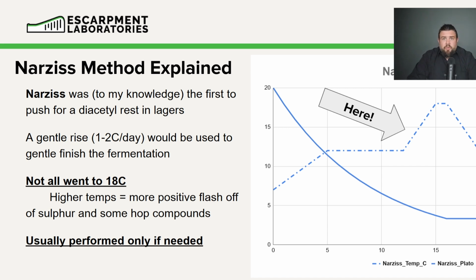Now, this diacetyl rest would not be a quick rise up. It would be subtle. It would be slow, roughly 1 to 2 degrees Celsius per day. And it would be anywhere between 14 to 18 Celsius. Some would hold at 16. Some wouldn't get all the way to 18. If the problem was severe, maybe you'd go to 18. This is not an absolute requirement.